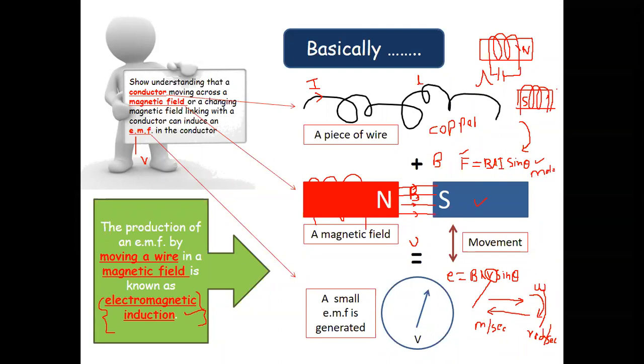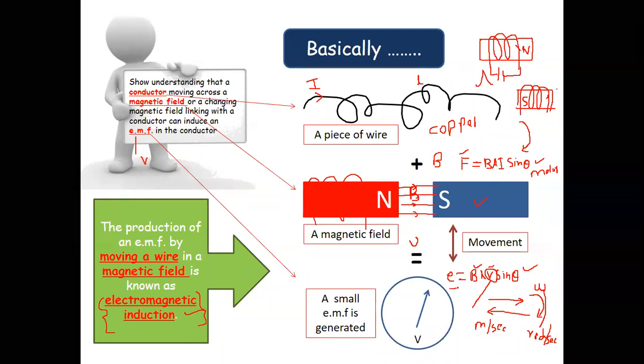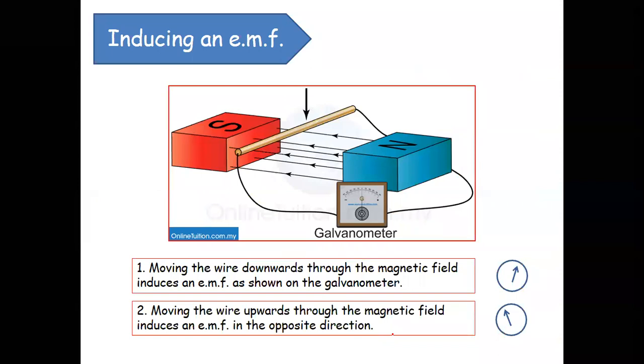What is the electromagnetic induction principle used in generators? A conductor of length L moving with a velocity v under a magnetic field B has an EMF induced in it. This principle is used in generators. How can we analyze the EMF induced? You can see there is a galvanometer connected to the end of the conductor, which will measure whether EMF is induced.